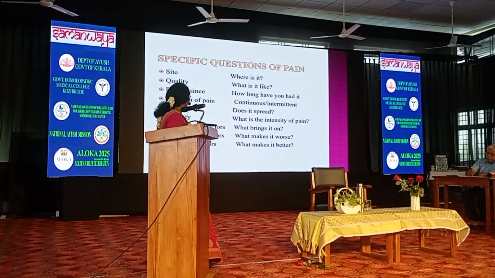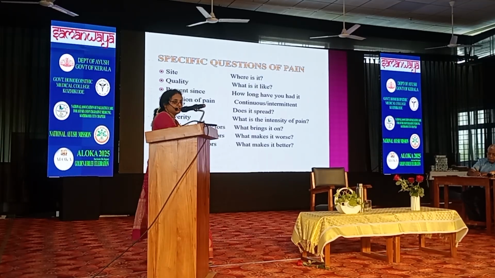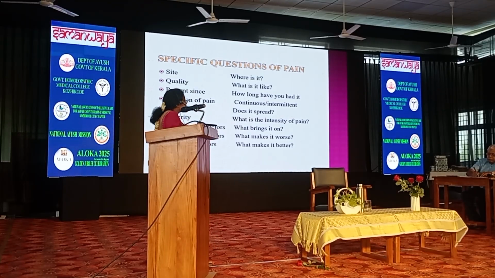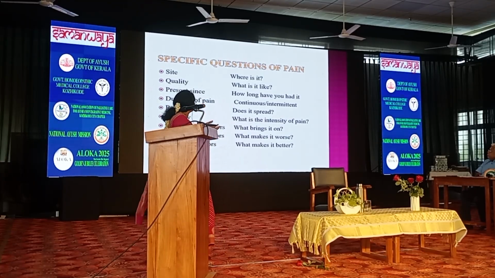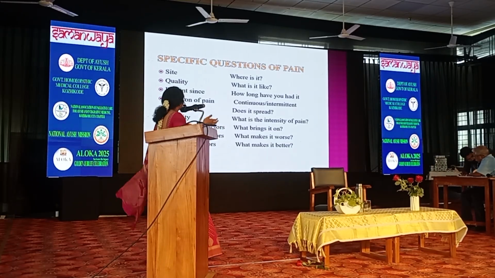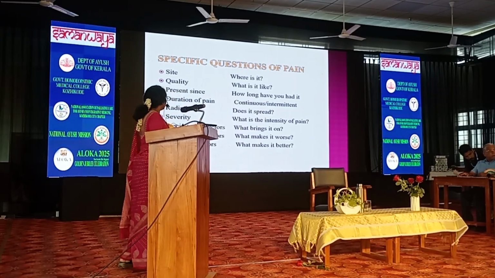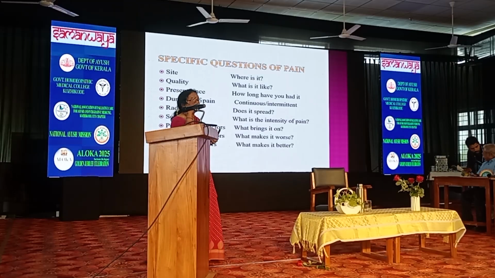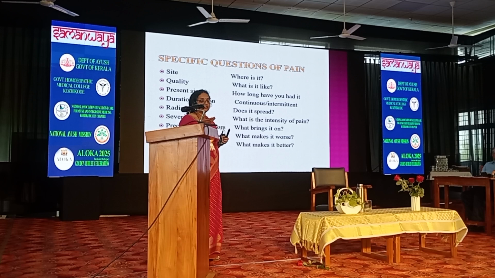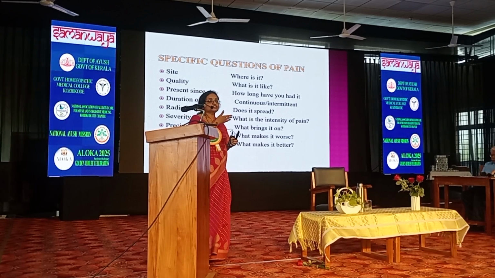What are the specific questions you can ask? First one is site. Where is it? Which part of the body are you having pain? Second one, quality. What is it like? Present since: how long have you had it? Whether it is continuous or intermittent. These things you need to ask. Radiation. Is it localized in one place or does it spread or radiate to other side? For example, in MI, you say the patient is having pain in the chest region. Sometimes they come with only shoulder pain.